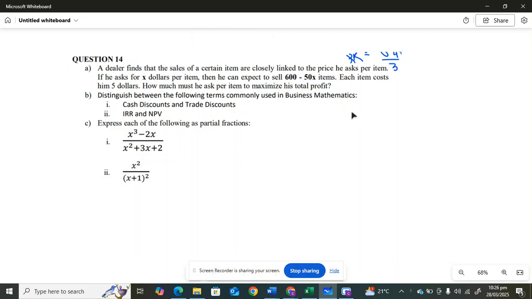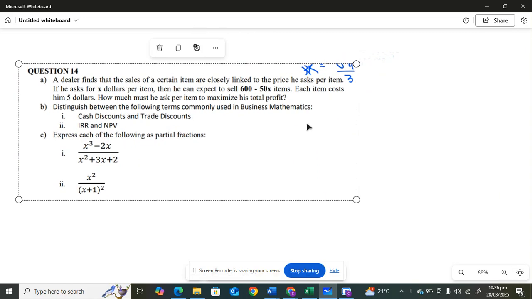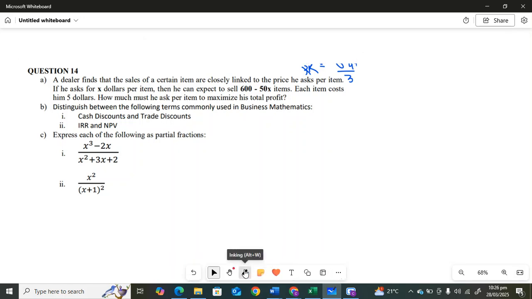Okay, so this question is all about profit maximization. There are two ways you can solve this question. I'll start with the economics way, and then I'll also do it with the purely mathematics way. All right, so we have to get our information for the question.